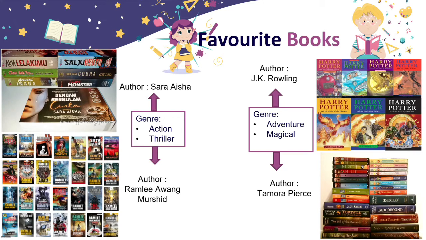So when we say we have a favorite books, usually it is based on certain criteria, right? So here, my favorite book is based on the author. I am a fan of Sarah Aisha, Ramli Awang Murshid, J.K. Rowling, and Tamora Pierce. So whenever they write a new book, I will definitely buy the books because I am their fan and I have already read lots of their books. So I like the way they write the books.